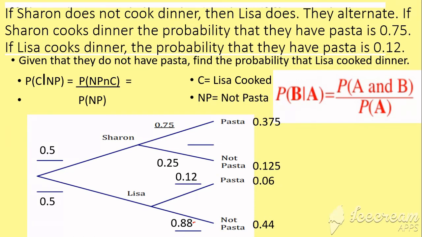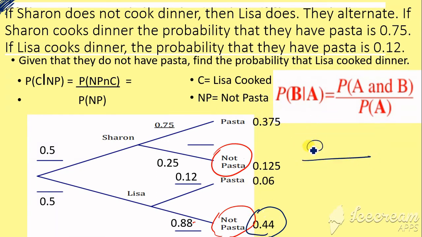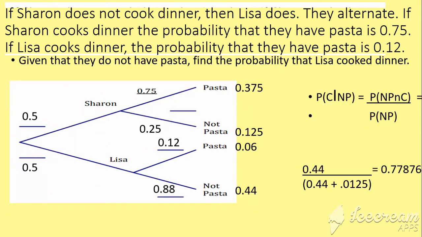So the probability they don't have pasta is going to be this one here, added to that one there. So that's my two situations where I can't have pasta. Okay, probability they don't have pasta. Right, so I need the probability that they didn't cook pasta, but Lisa cooked. So Lisa cooked down there and not pasta here. So it's this one here, which is 0.44. So my formula is going to be 0.44 on the top and 0.125 plus 0.44 on the bottom, okay, which gives me 0.7787, which is fine.